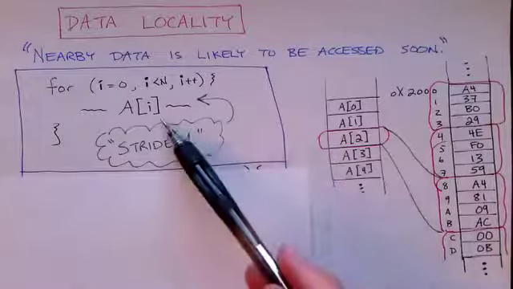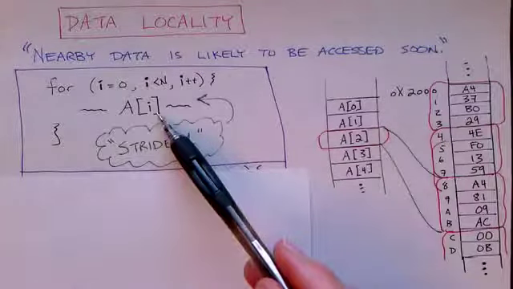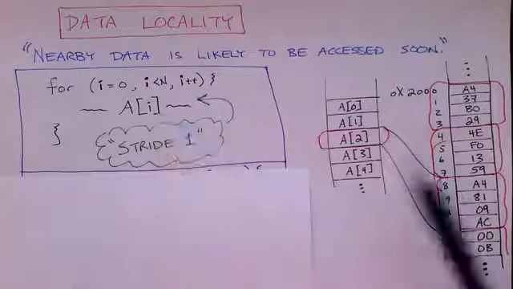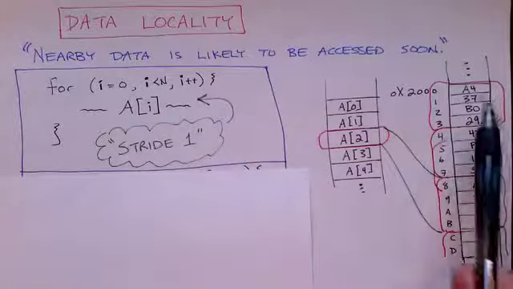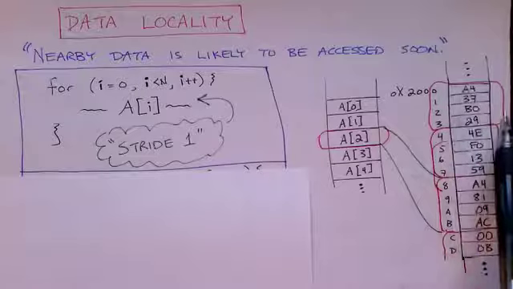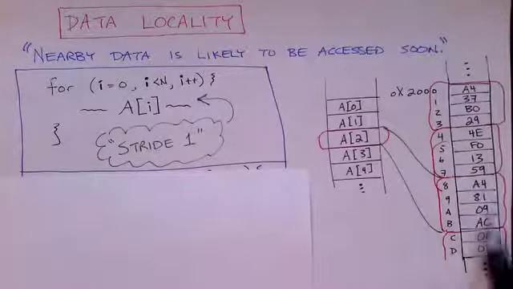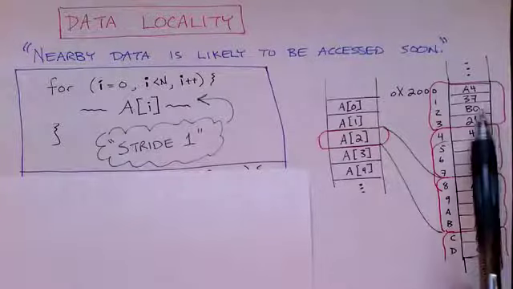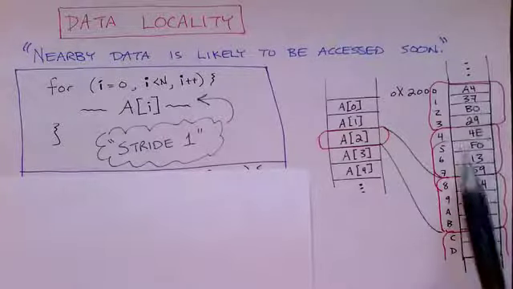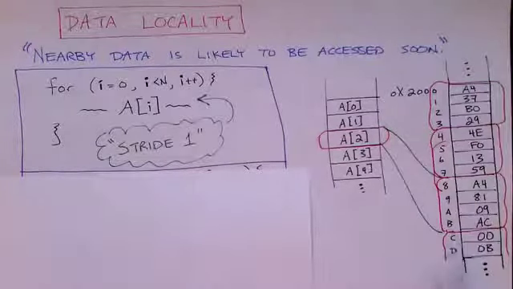So the array is stored one element after the other. This program is going through the array element by element. Each element is 4 bytes long. So it's going to access this group of 4 bytes, and then this group of 4 bytes, and then this group of 4 bytes. But we say it has stride 1 because it's going through the memory in order and not skipping anything.